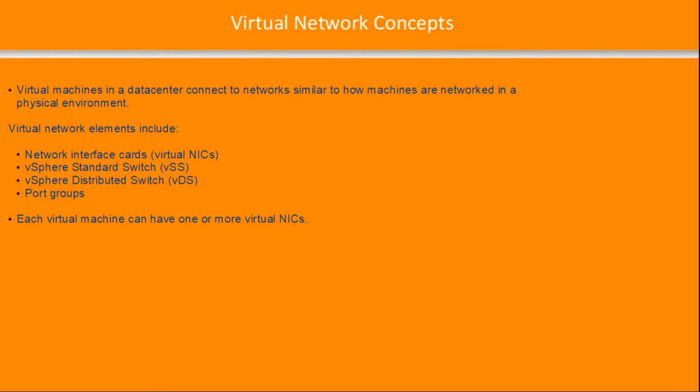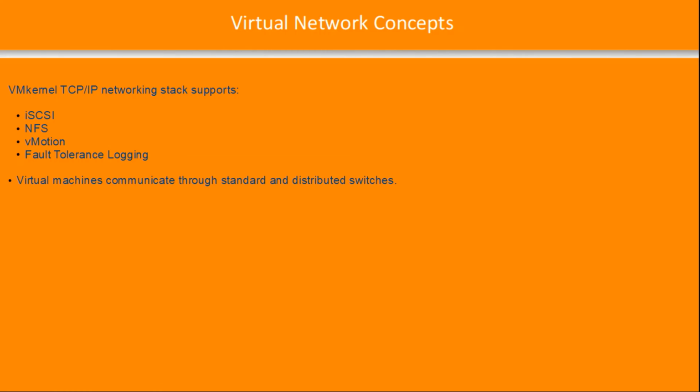Each virtual machine can have one or more virtual NICs. In one of the videos we will review the Maximums guide, which allows up to 10 virtual NICs to be connected to a single virtual machine, allowing connectivity to 10 different networks. A virtual NIC has its own MAC and IP address. The VM kernel TCP/IP networking stack supports the following functionality: iSCSI, NFS, vMotion, and fault tolerance logging, among many other functions. And these are configured using the TCP/IP stack available.